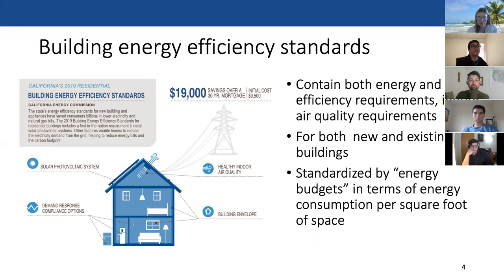Usually, energy efficiency standards contain both energy and water efficiency requirements. And even though they're called efficiency standards, they are often coupled with indoor air quality requirements. These are often deployed for both new and old buildings. And they're standardized by energy budgets, which allow you to think about the application of efficiency standards to different types of buildings, right? So this often is like energy consumption per square foot of space. And this is a little example that I grabbed from California's building energy efficiency standards.